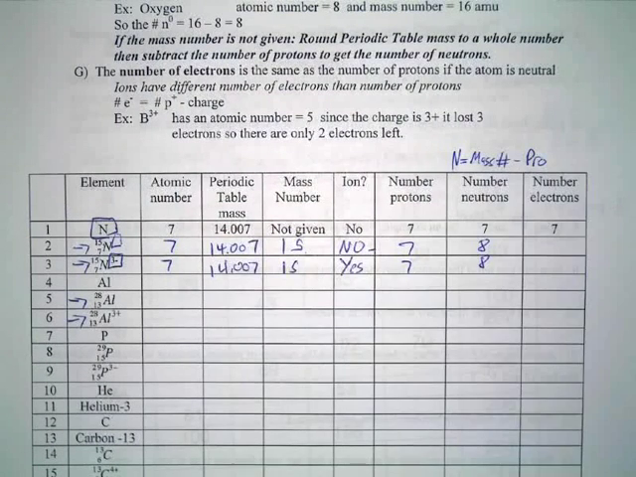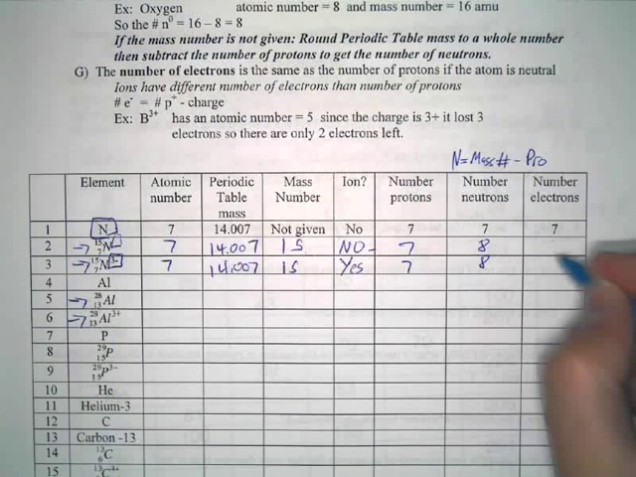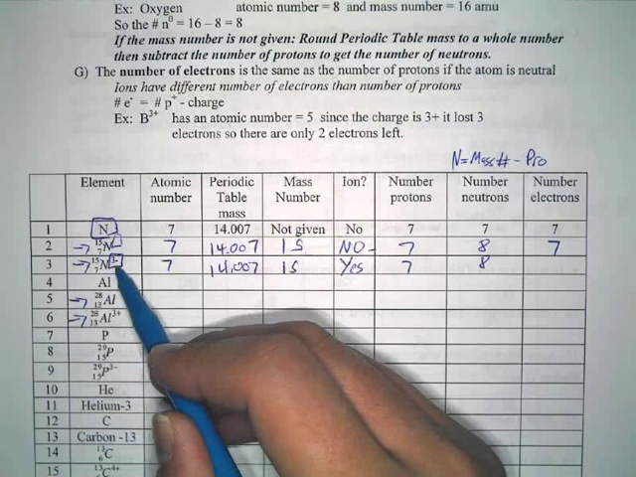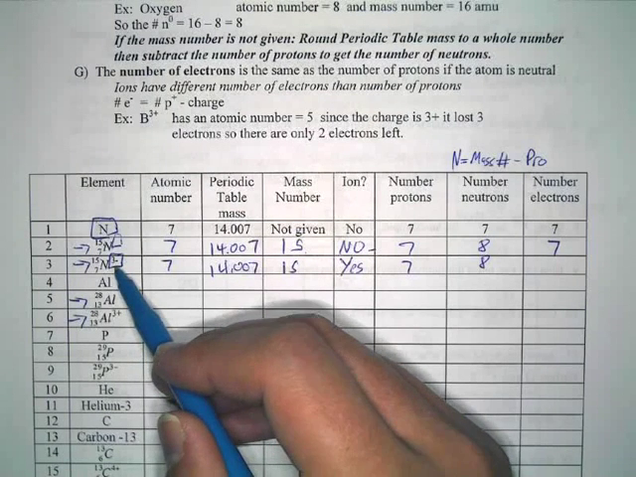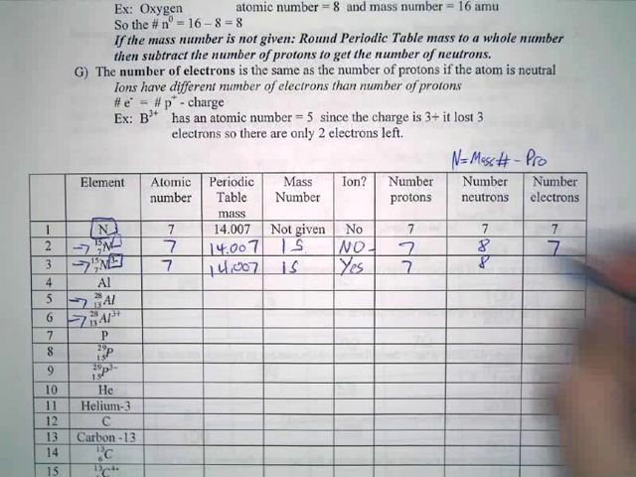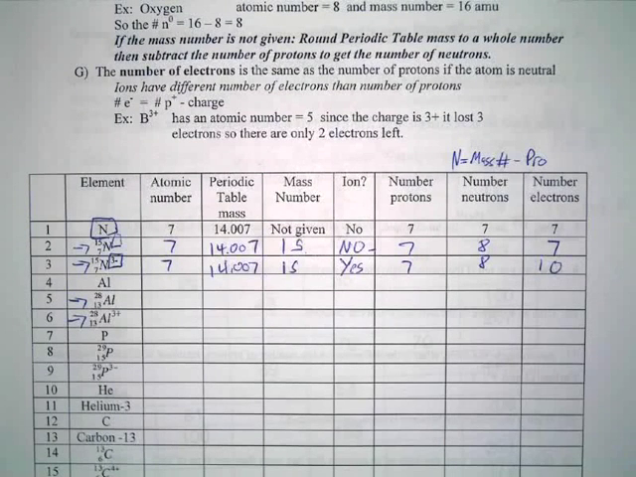If it's not an ion, then the number of electrons and protons are equal. However, if it is an ion, then you have to think. You have a -3 charge. That means you have 3 more electrons than protons. So you have to add 3 electrons. So even though it's -3, you're going to add 3 electrons. So it's going to be 7 plus 3, 10 electrons. If it was positive, you'd subtract.